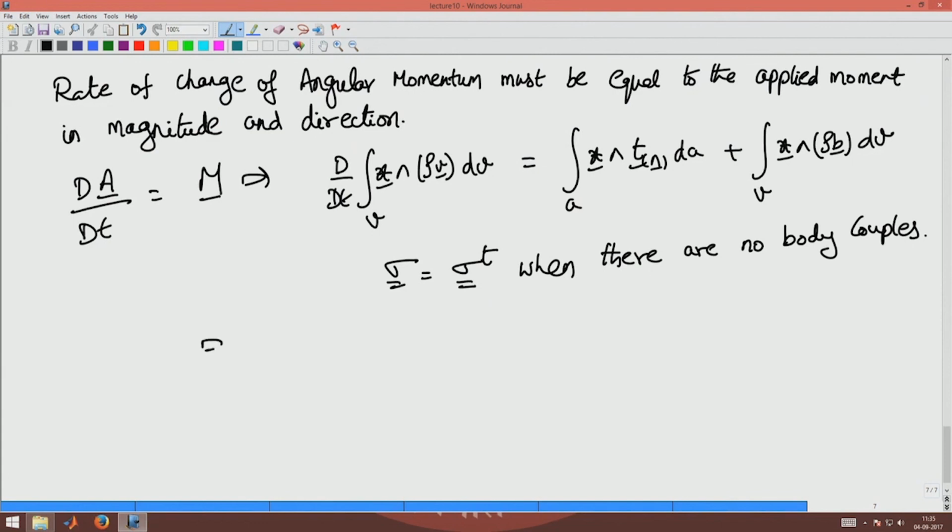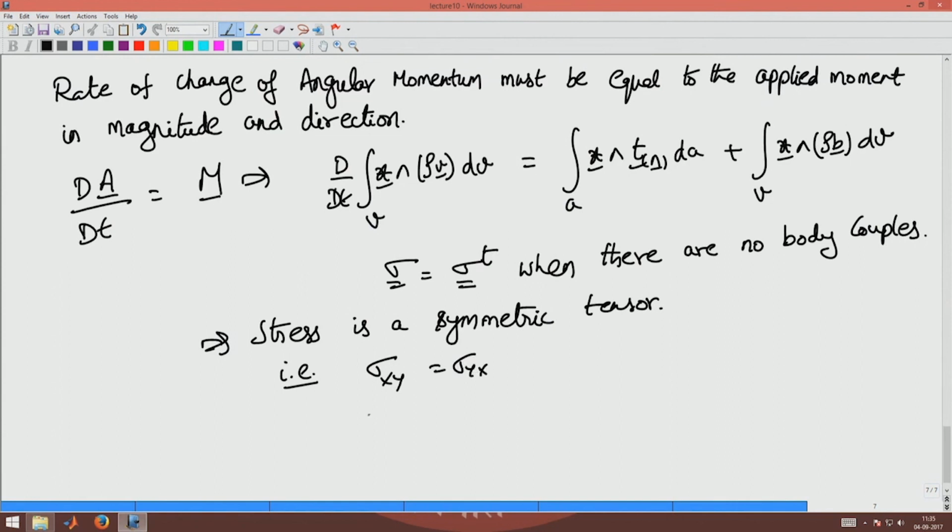This implies stress is a symmetric tensor. That is, sigma xy must be equal to sigma yx, sigma xz must be equal to sigma zx, sigma yz must be equal to sigma zy. Moment equilibrium is a vector equation, and hence you have 3 components of that. The 3 components will be these essentially.